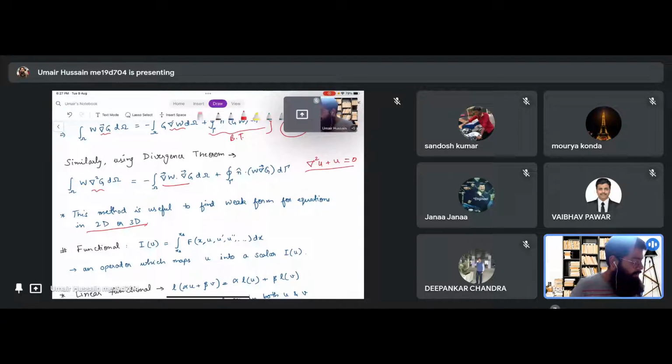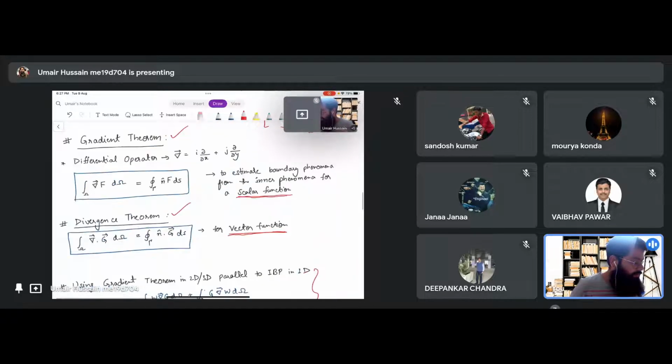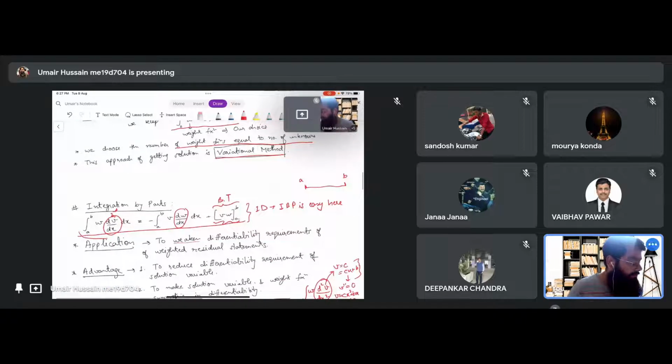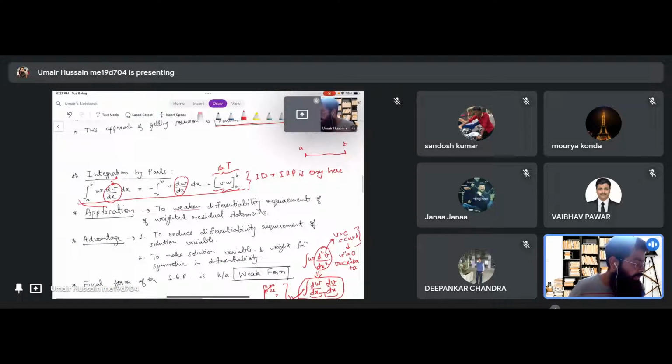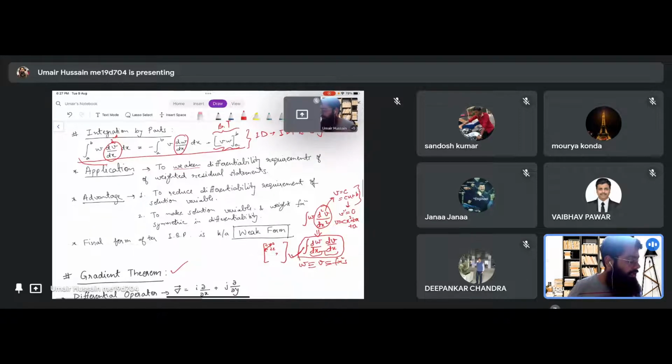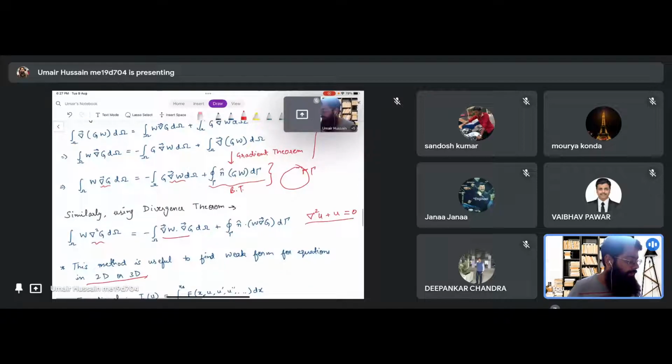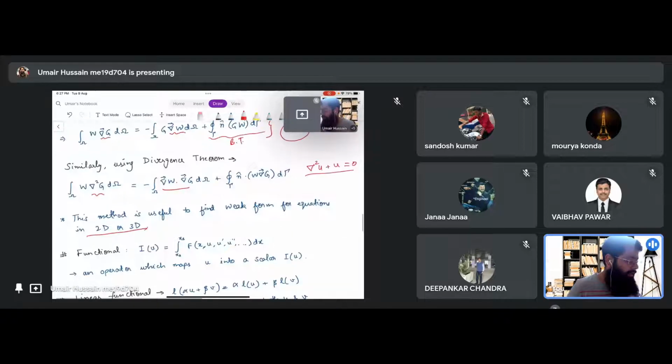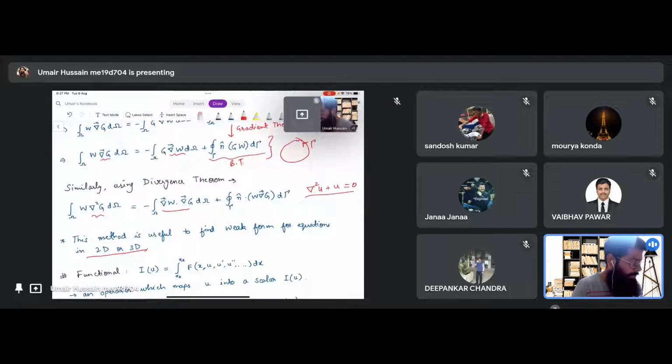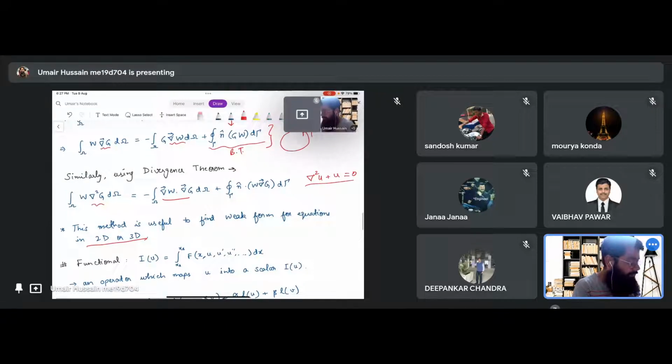I didn't mention the weak form, right? Whatever equation we get after reducing differentiability is known as the weak form. That has been discussed in the class; I'm just reminding you. Weak form means the differentiability requirement is weakened.